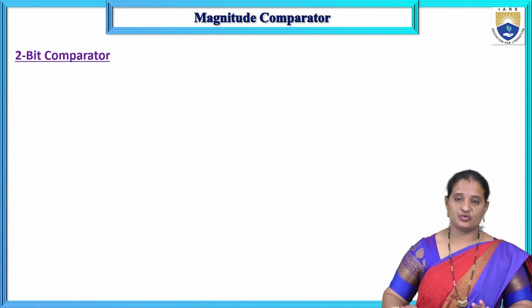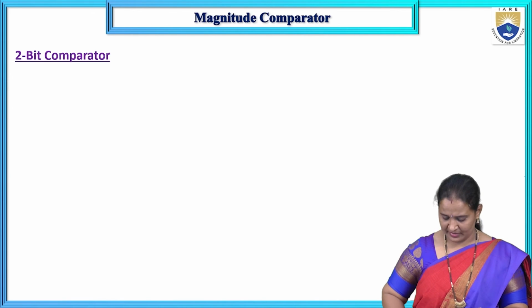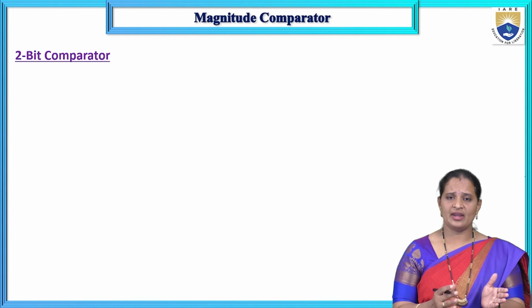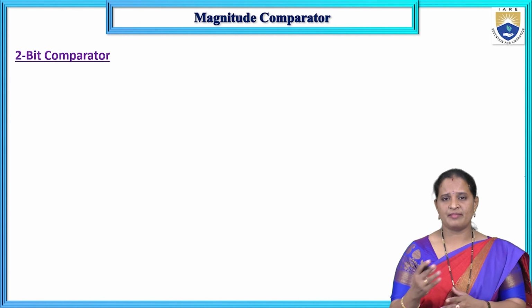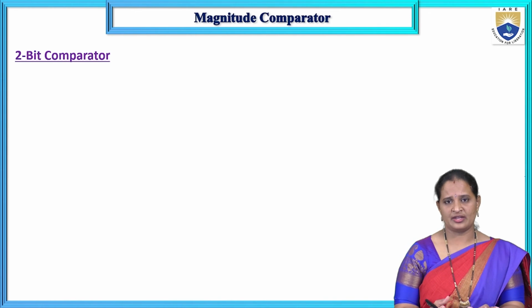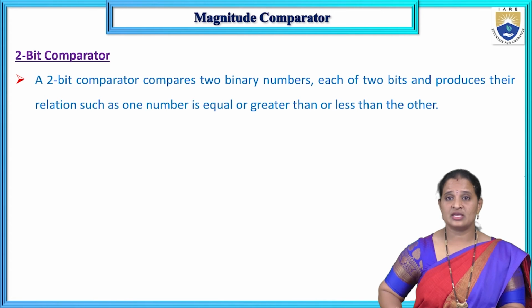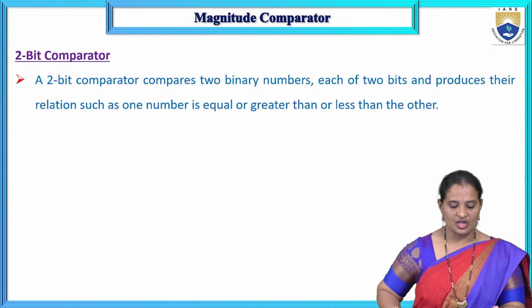So now let us see the 2-bit magnitude comparator. Whatever the number of bits in each number, the comparator performs the comparison operation. It compares the two binary numbers and produces three possible outputs. What are the three possible outputs? Less than, greater than and equal to.